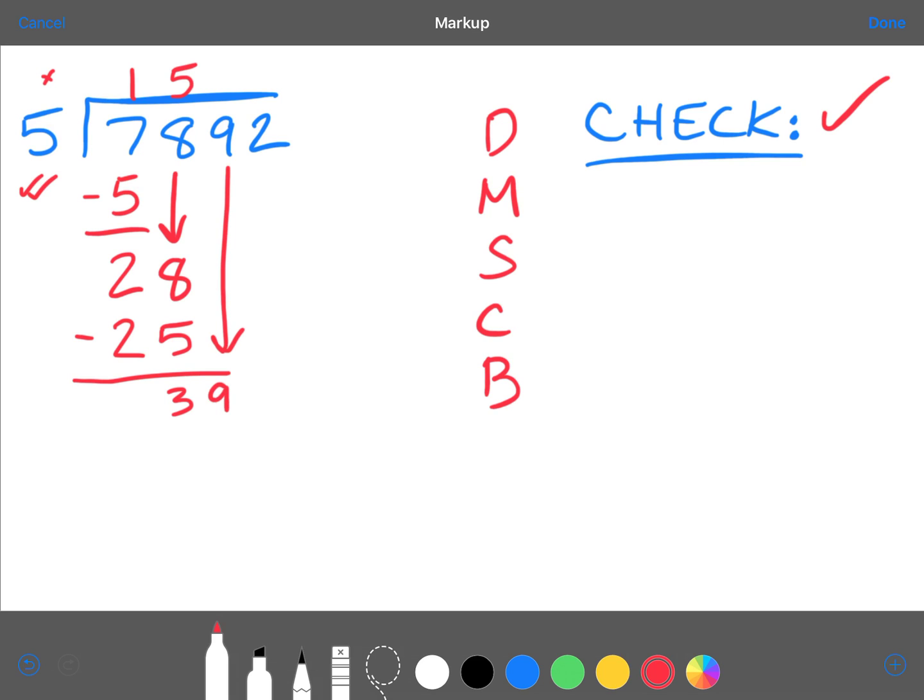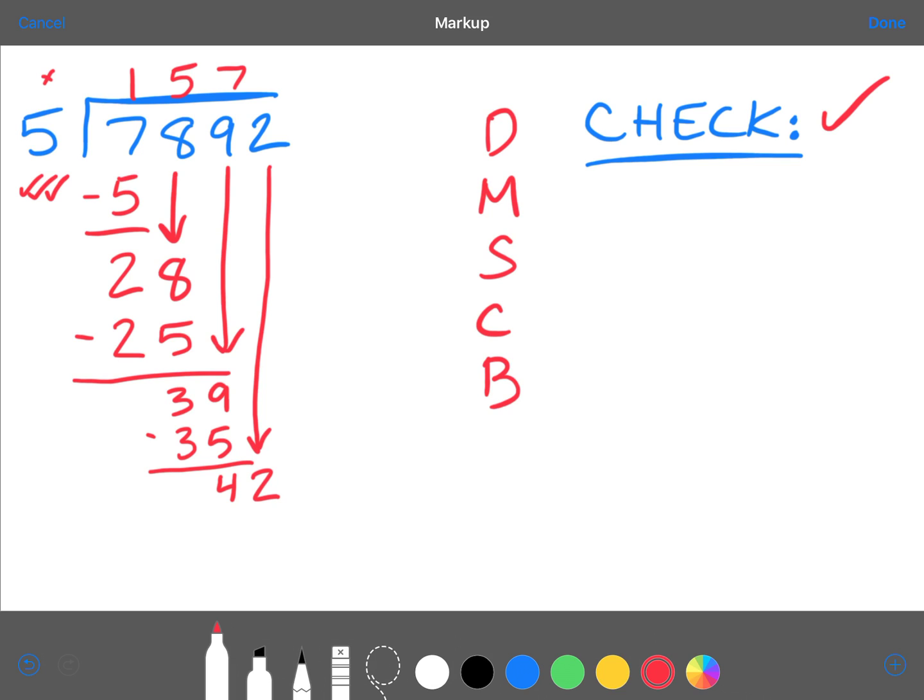And how many times can 5 fit into 39 evenly? It's going to be a 7. And 7 times 5 is 35. When I subtract, I get 4, still smaller than 5. Check. So I'm going to bring down my next number.